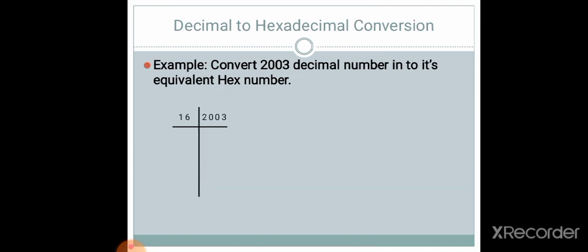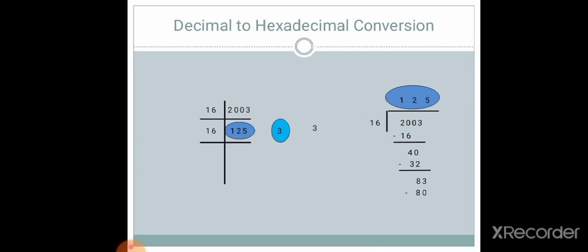Then we'll see the example. We have taken the decimal number 2003 and we have to convert this number into base 16. That's why we have taken 16 as the divisor. Then see, the division is done. We have divided 2003 by 16. So 16 ones are 16. The first answer is 1. 20 minus 16, 4 will remain.